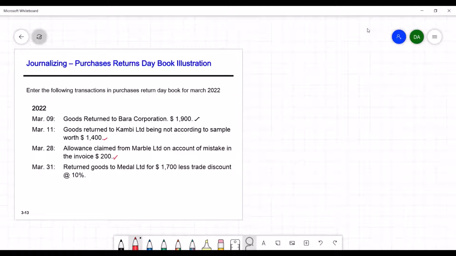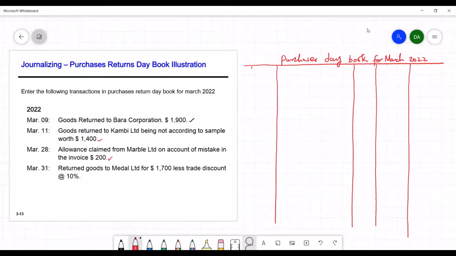To answer the question, we're going to prepare the purchases return day book as follows. There is a column for date, a column for particulars, a column for folio, whereby this folio is just a reference number that may be given to a transaction, the amount in details, and amount in total. Right, so at this point, we want to start by entering the transactions as follows.